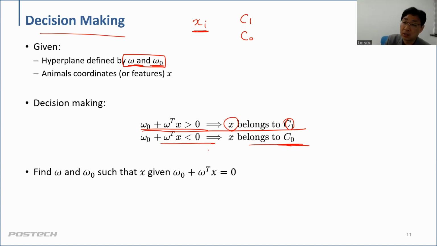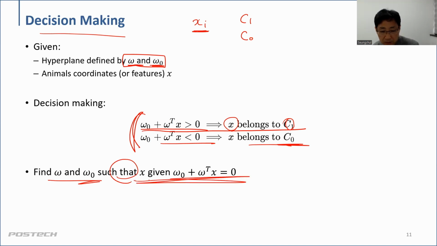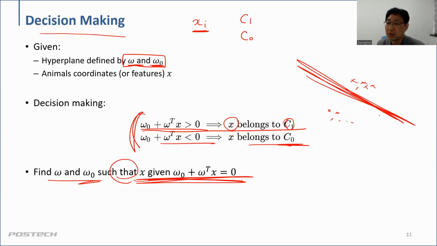If we are able to find omega naught and omega 1 satisfying this, then it would be a good linear classifier, same as the perceptron. And find omegas and omega naught such that, like this. Again, eventually, with data points here and other data points there, we're going to find this linear classifier. The motivation or the purpose of the linear classifier is the same as the perceptron.